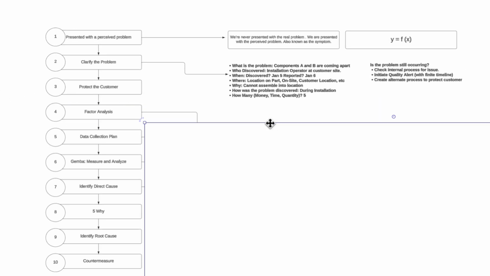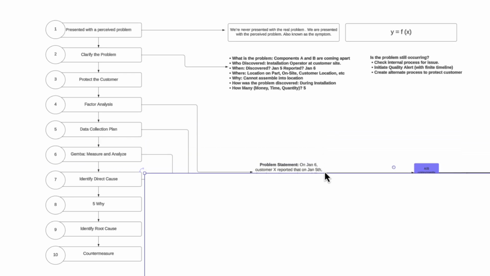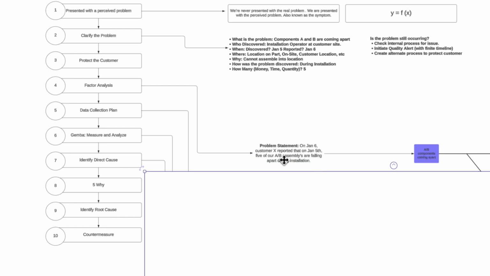Now, from this information we've done with the five W's and two H's, we can get down to a problem statement that will help us start the process of our factor analysis. So let's look at that really quickly. You can see for our problem statement, we said on January 6th, customer X reported that on January 5th, five of our A and B assemblies are falling apart during installation. So all of this information was used to create this really succinct problem statement.